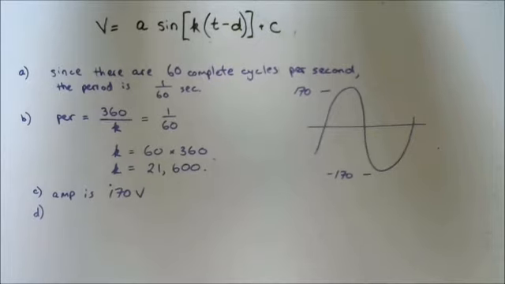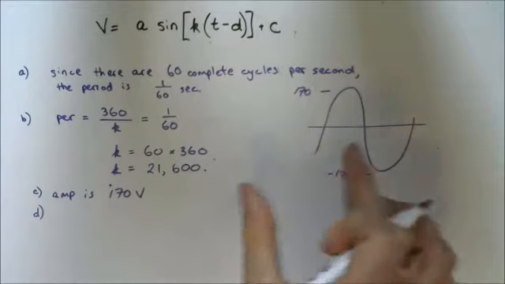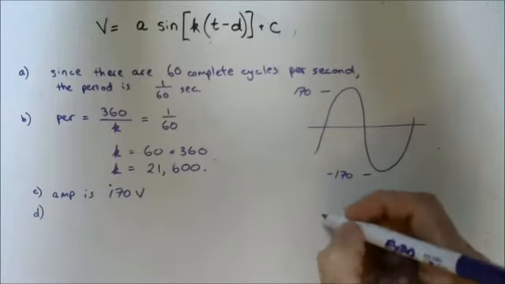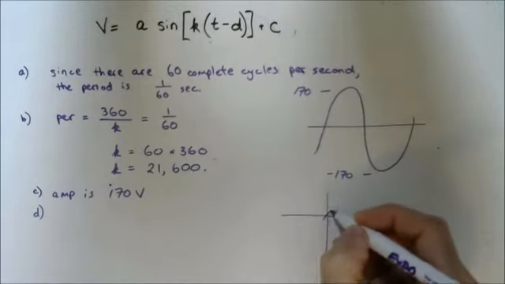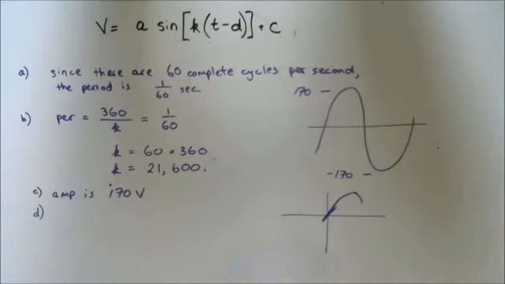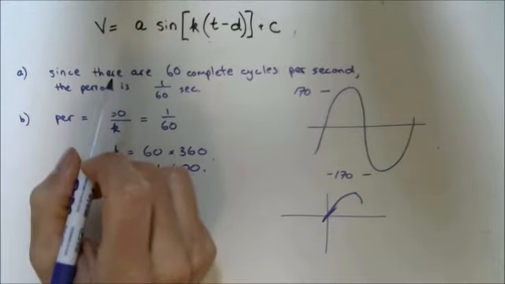D, model the voltage with a suitably transformed sine function. Suitably transformed, we don't necessarily need to move this thing left or right. We're not told when it gets plugged in or where it is at 0 seconds. But sine naturally goes through 0, 0 on its way up, so we won't have to transform it in any direction. We just need to put in the parameters that we do have.